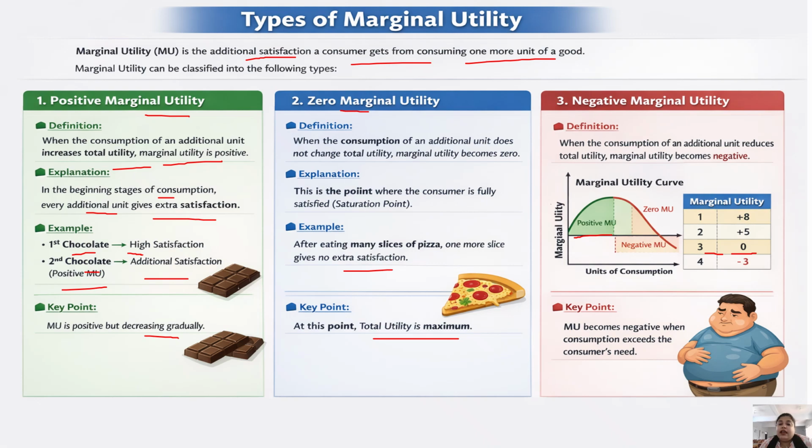The next one is negative marginal utility, which means after being fully satisfied, if the consumer takes an additional unit, it reduces the total utility and marginal utility becomes negative. Look at this point. After taking the fourth unit, the total utility decreases and MU becomes negative. These are the three types of marginal utility, which are directly related to the total utility.